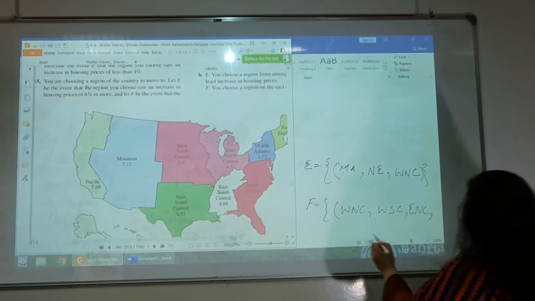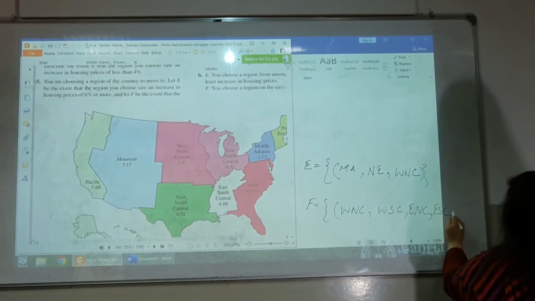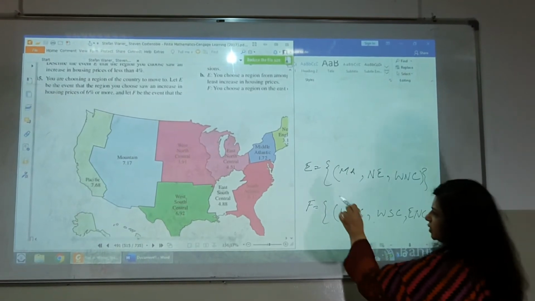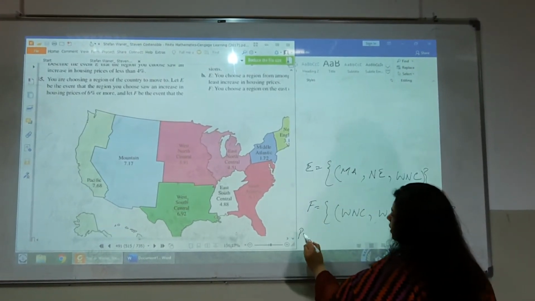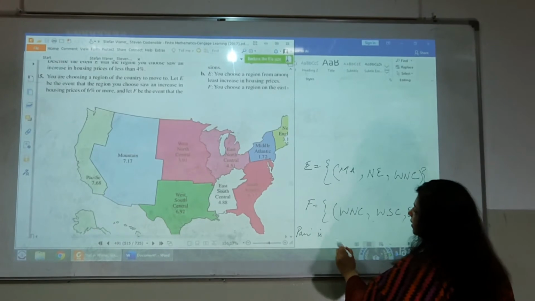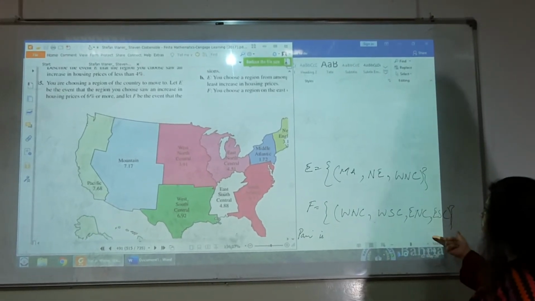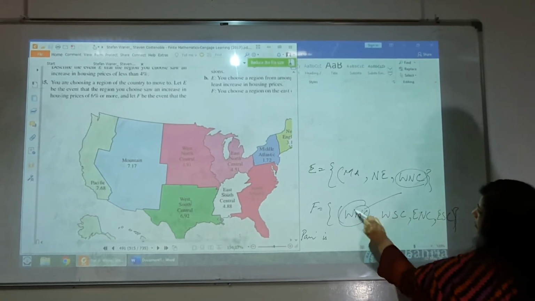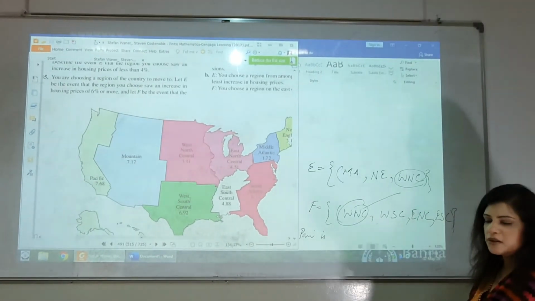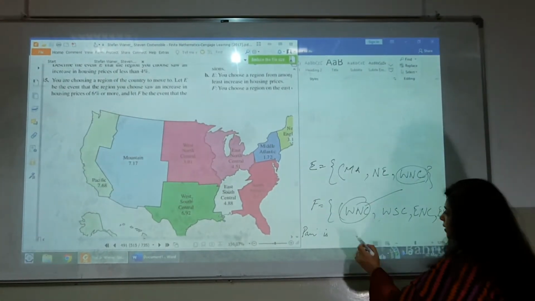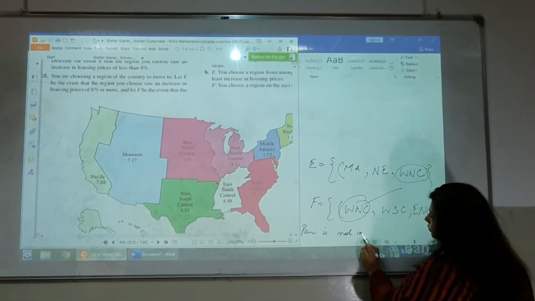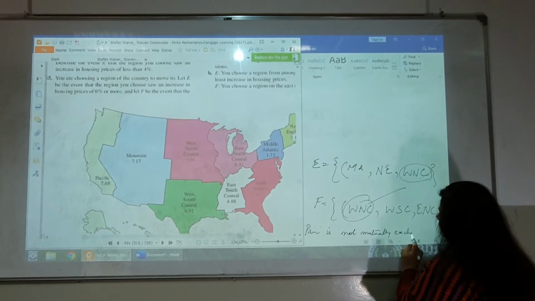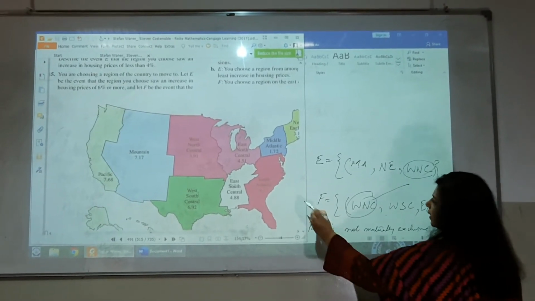and we have East South Central. Now I have to decide whether these pairs are mutually exclusive or not. So can I have something in common? There is an intersection which is possible. If an intersection is possible, then this is not mutually exclusive. Not mutually exclusive.